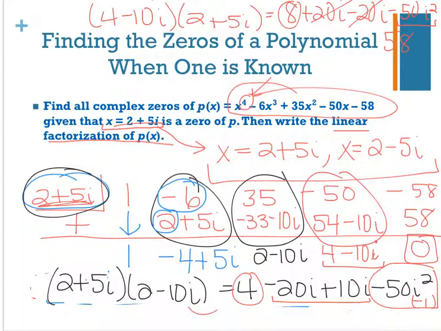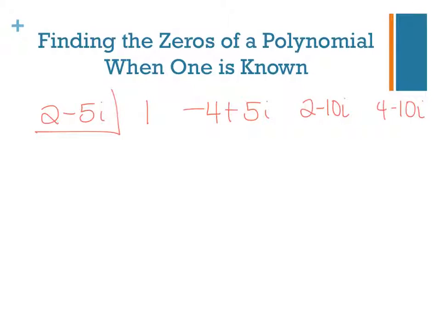So on the next slide, what I need to do is, I know that I have another 0 at 2 minus 5i, right? We have 2 minus 5i here. When I carry out my synthetic division with 2 minus 5i, I do not use these coefficients at the top, but rather I use these coefficients from the bottom. So on the next slide, we'll go ahead and carry that out.